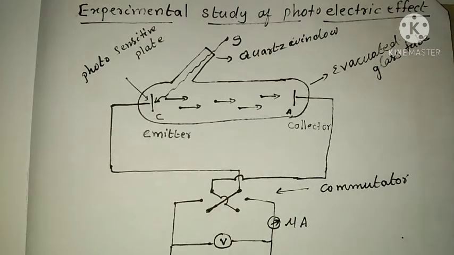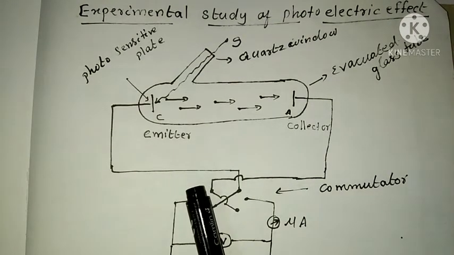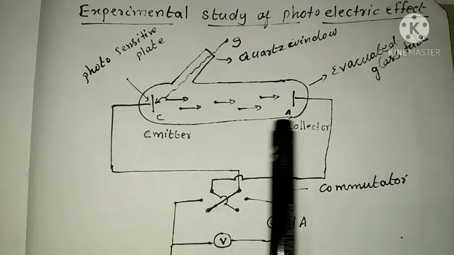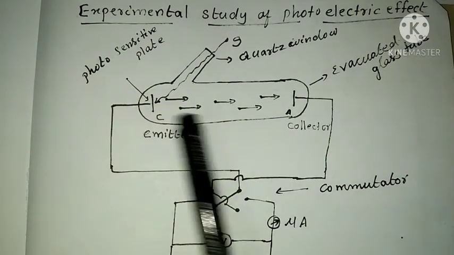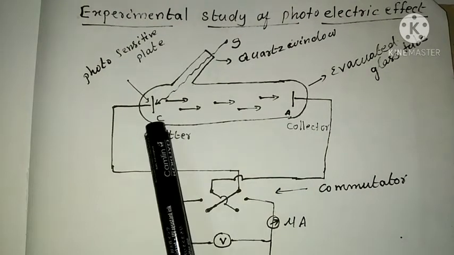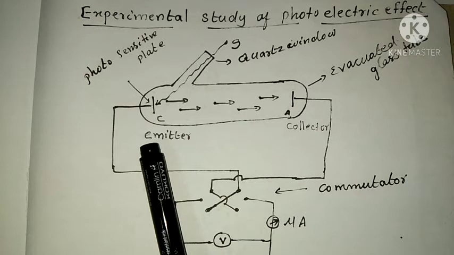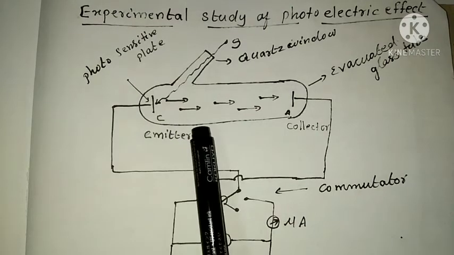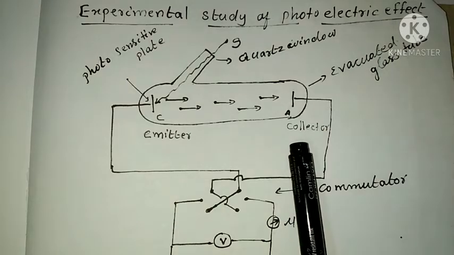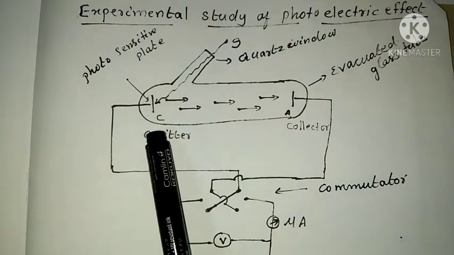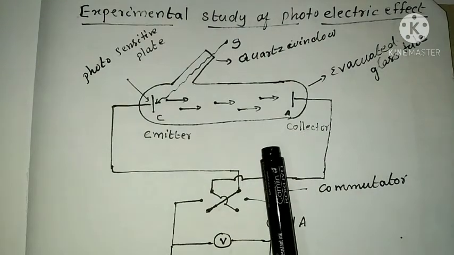The schematic arrangement consists of an evacuated glass tube or quartz tube having photosensitive plates, the cathode and the anode. Cathode is the emitter plate because it emits electrons, and anode is the collector plate because it collects electrons. Cathode is noted as C and the anode is noted as A.